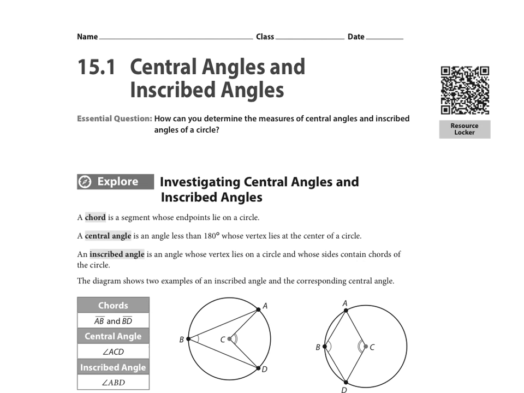So we've already done some vocabulary work, so you already know what a chord is here, a segment whose endpoints lie on a circle. So a central angle is basically made up of two radii coming out of the center, C, and it is an angle that is less than 180 degrees, as you can see there.